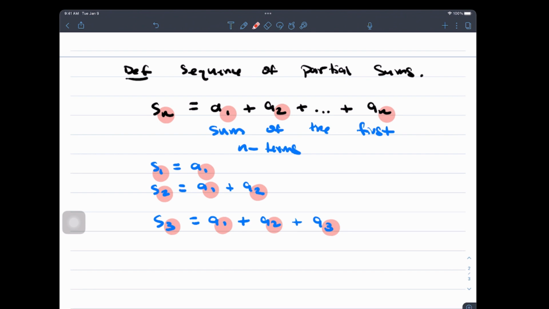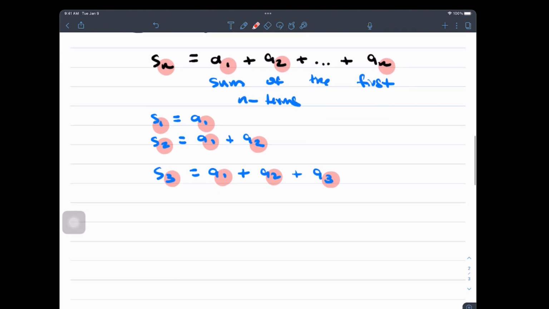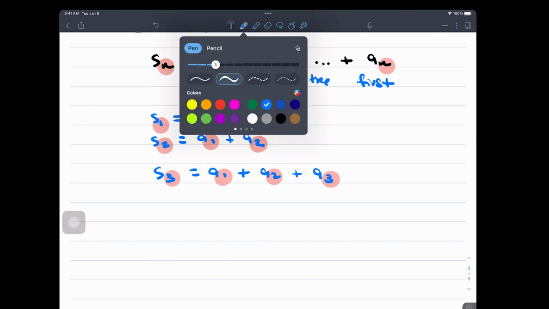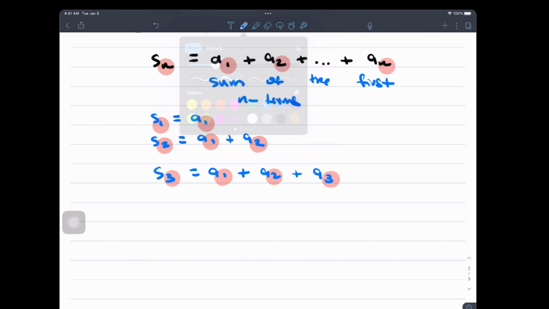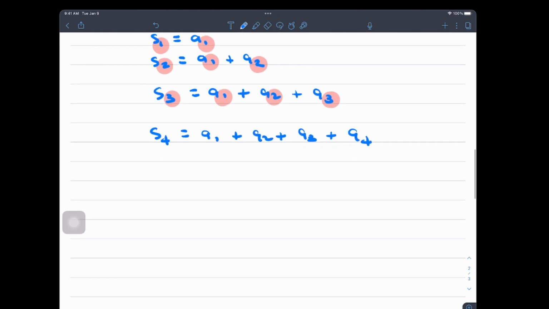That's what they're calling the sequence of partial sums, meaning add the first n terms. So S1 is A1, S2 is A1 plus A2. It's the sum of the first two terms. S3 is the sum of the first three terms. You say, what is S4? Well, add the first four terms. And we go down to, this is kind of what they would like you guys to know, you can say Sk is the sum of the first k terms.